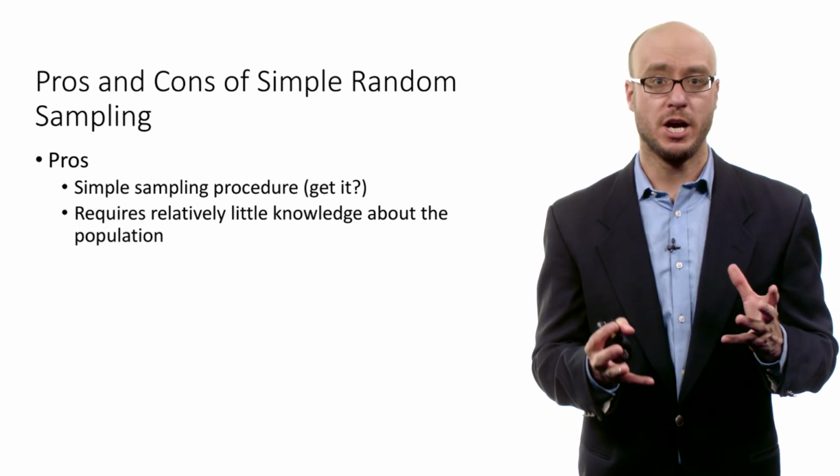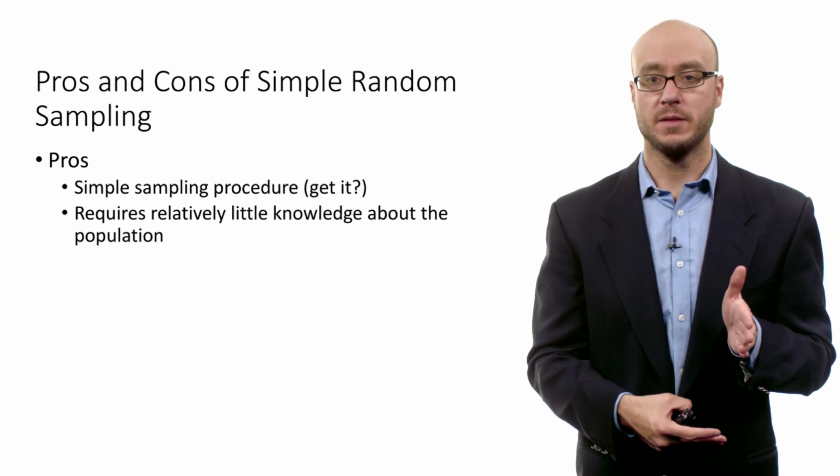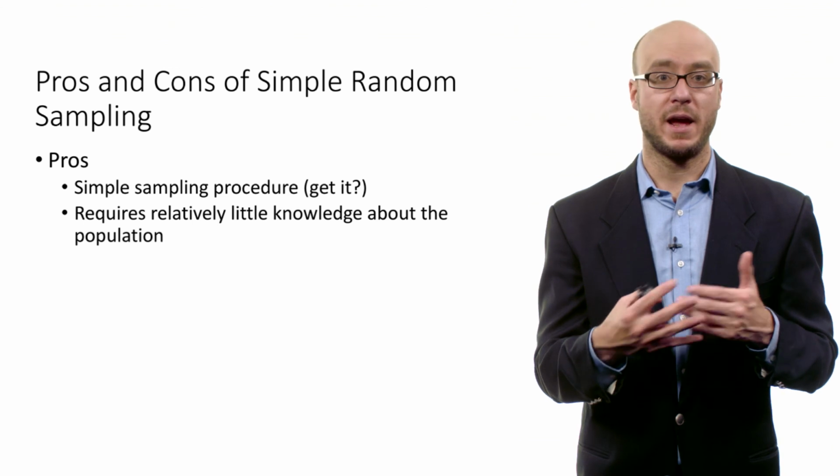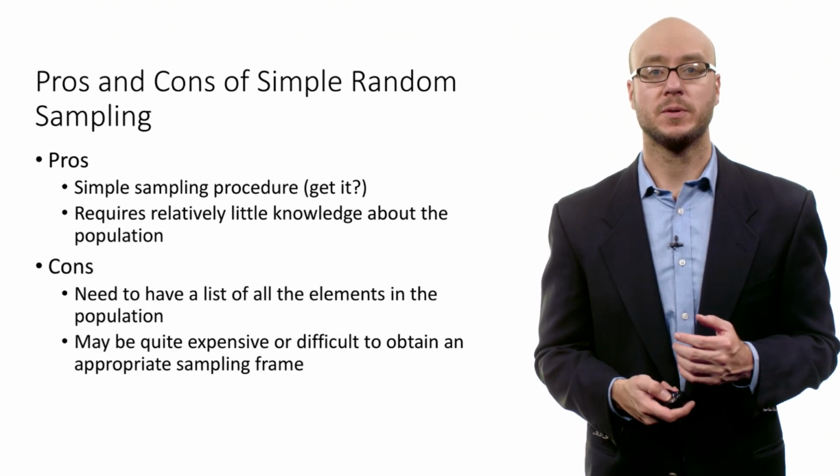You don't need to know anything about the geography. You don't need to know anything about their social networks. All you need is that sampling frame, and you take random samples, and that's it. You got a representative sample.